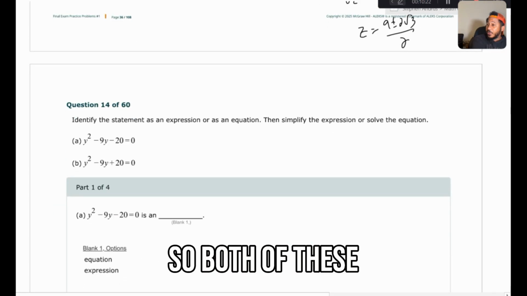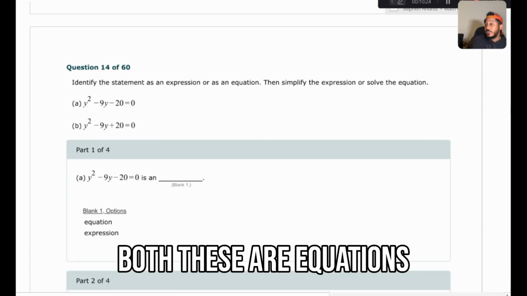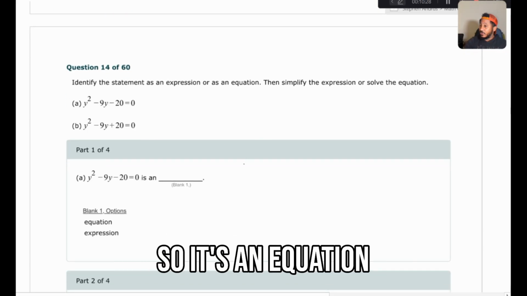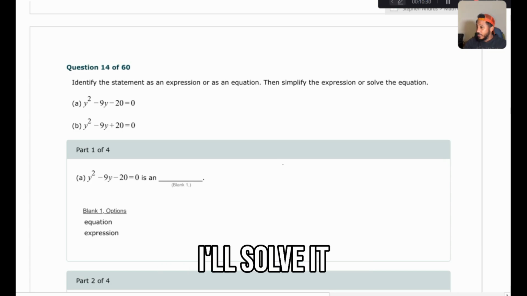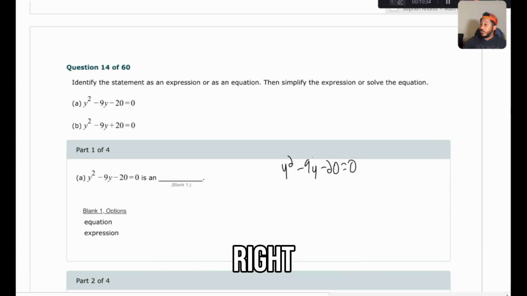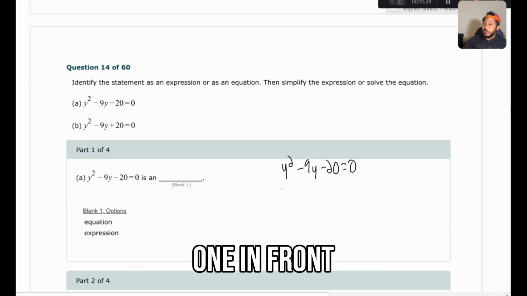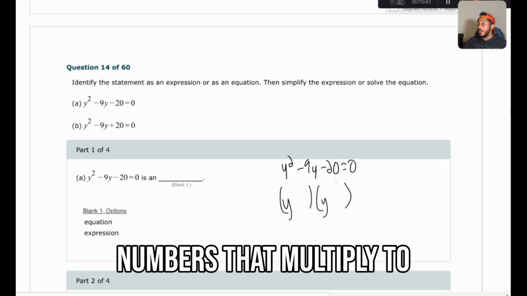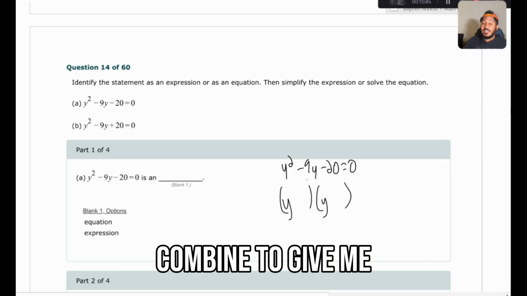Same thing here. So both of these are equations, right? Both of these are equations because there's already an equal sign. So how we solve them, we can try factoring. Y squared minus 9y minus 20 equals 0. So try factoring, right? We got 0 on one side. There's 3 terms on the left side with 1 in front. So double bubble, y and y. But now we need numbers that multiply to give me negative 20 and combine to give me negative 9, right?